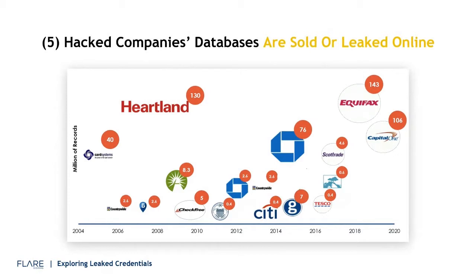Over here, you see some of the biggest leaks of the past few years, with Heartland and Equifax topping the line at over 100 million accounts. But as you can see, there are many other institutions that were attacked over the past few years, and many of them have leaked millions of accounts.